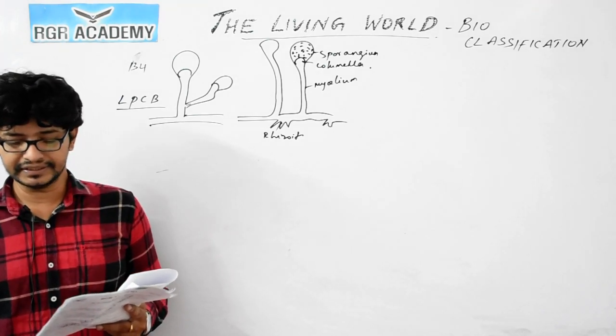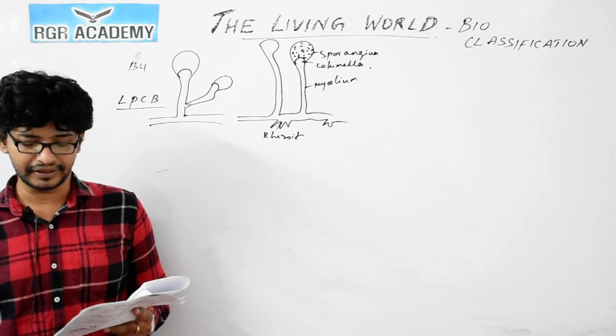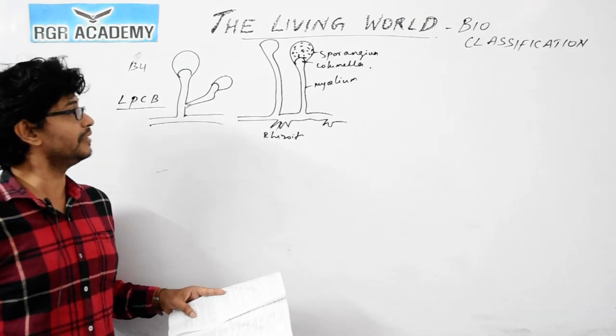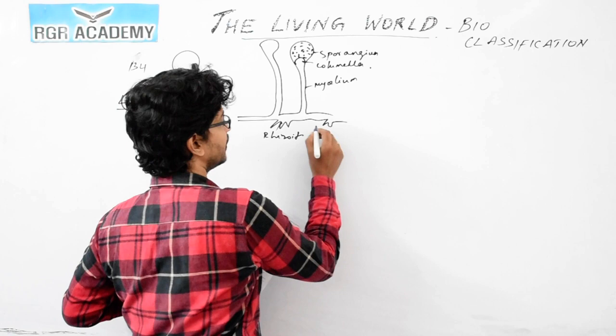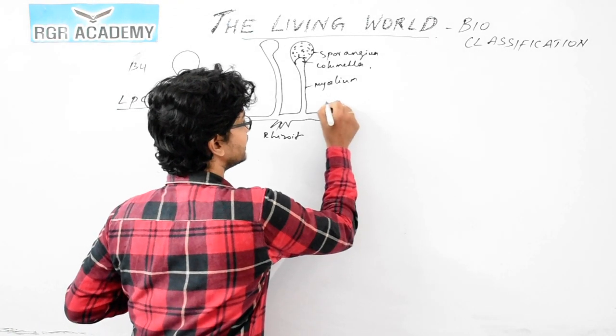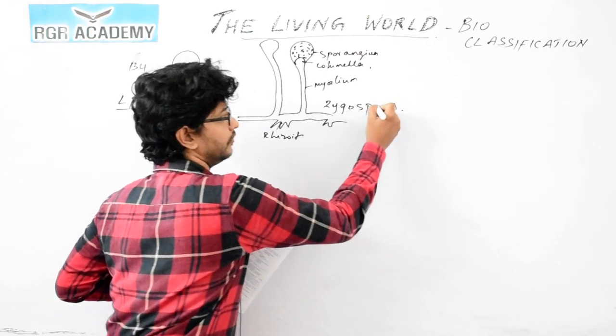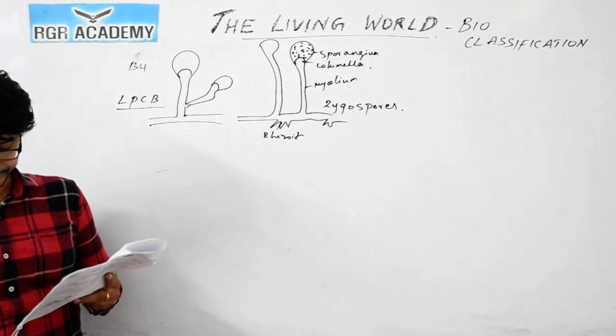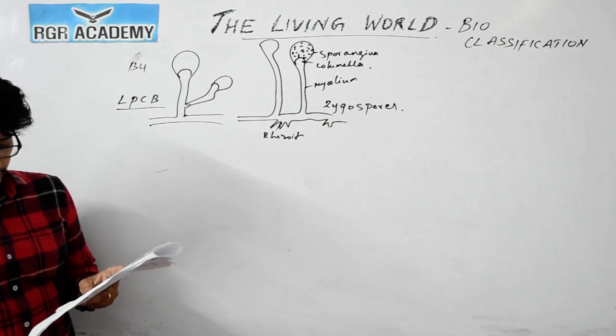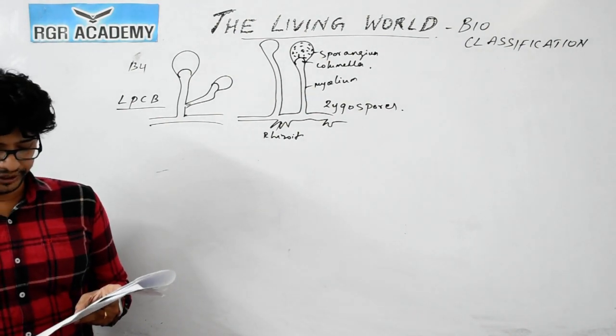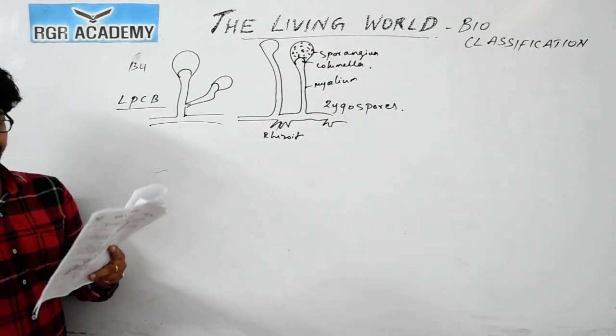Question 142. The reduction division in the life cycle of Rhizopus occurs, as we already discussed, at the germination of zygospores. This produces the Rhizopus, which produces zygospores. So question 142, the answer is at the time of germination of zygospore.